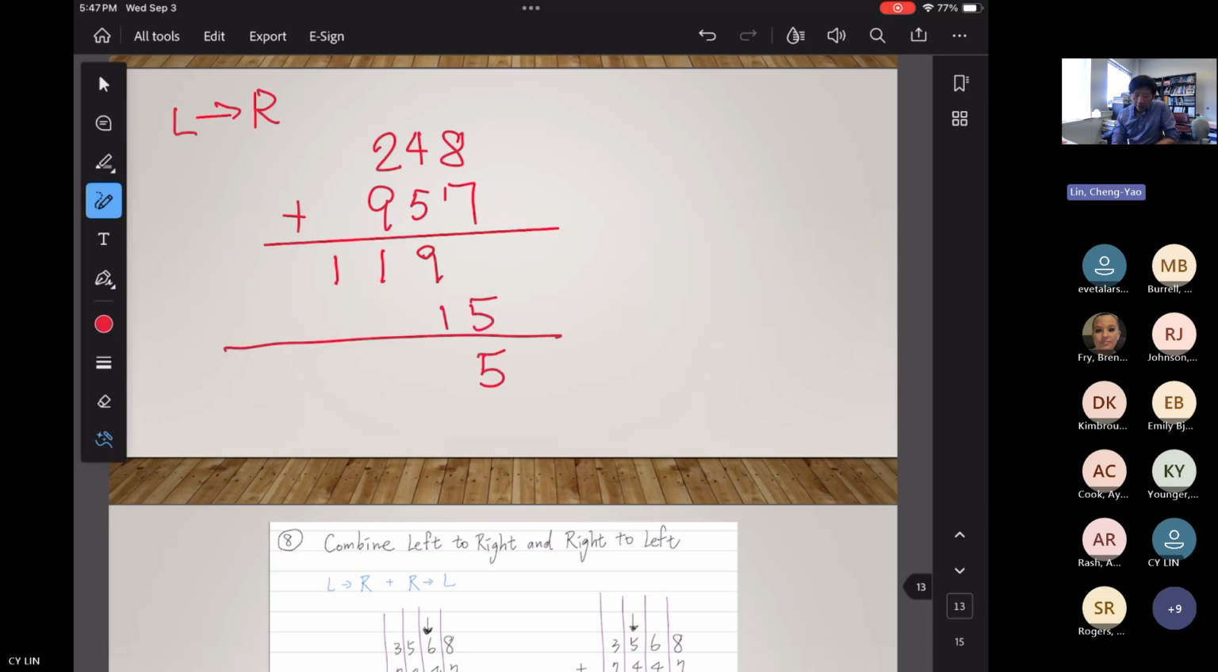So you put 5, and then 9 plus 1 is 0, carry 1 there, so that'll be 2 and 1. So the answer is 1205.